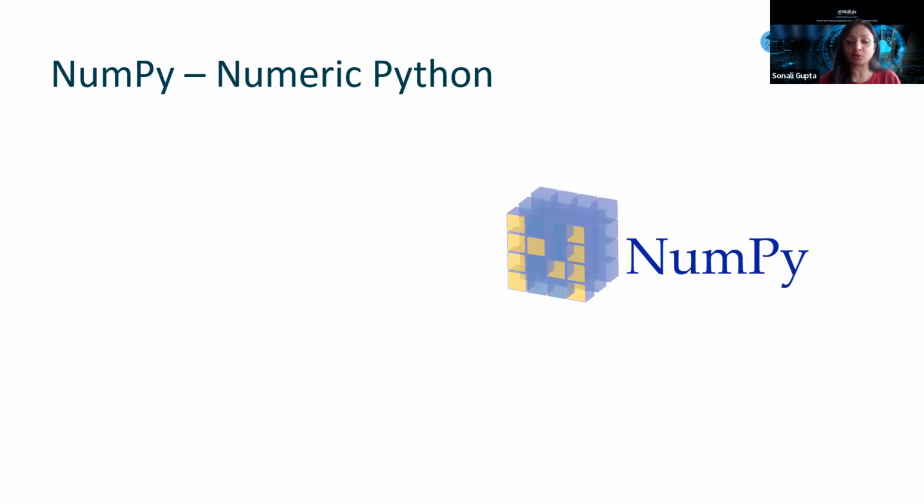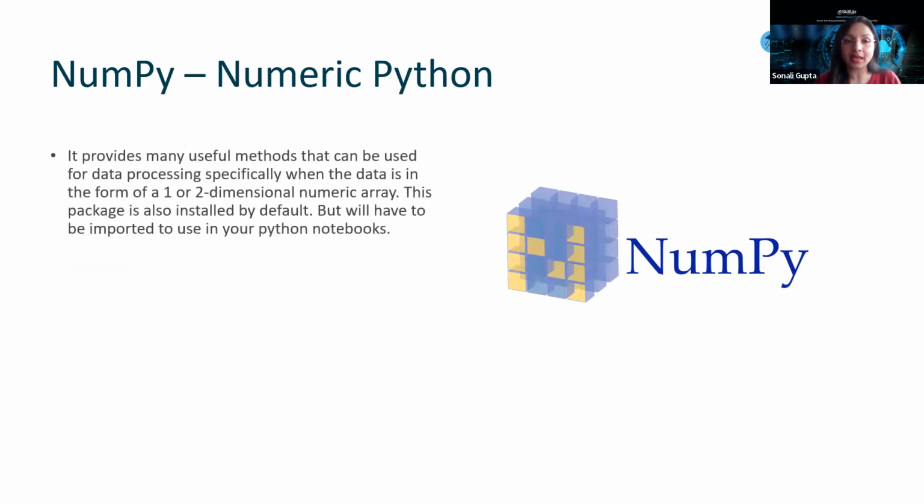And post that, there are two main libraries that are readily used when we talk about Python programming, and one is NumPy. This provides you with useful methods that are used for data processing, specifically when the data is in the form of 1 or 2 dimensional numeric arrays. This package is also installed by default. So when you install Python and start using it, it will be there. You just need to include that package into your programming or into your Jupyter lab as a part of your programming language, and it is good to go.